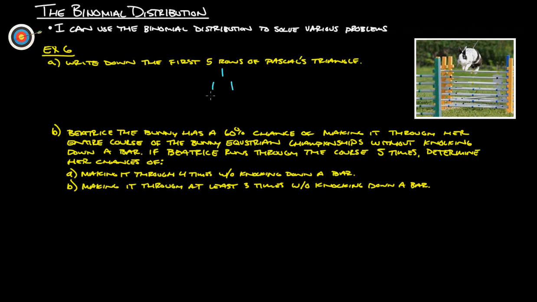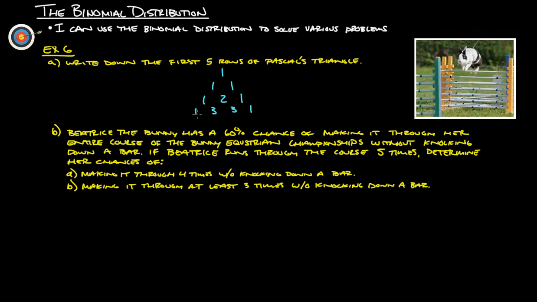Okay, so write down the next row. 1 plus 0 is going to give us a 1 here. And now 1 plus 1 is going to give us 2. 1 plus 0 will give us 1. Okay. Write down the next row. 1 plus 0 is 1. 1 plus 2 is going to be 3. 2 plus 1 is going to give us 3. 1 plus 0 is going to give us 1.